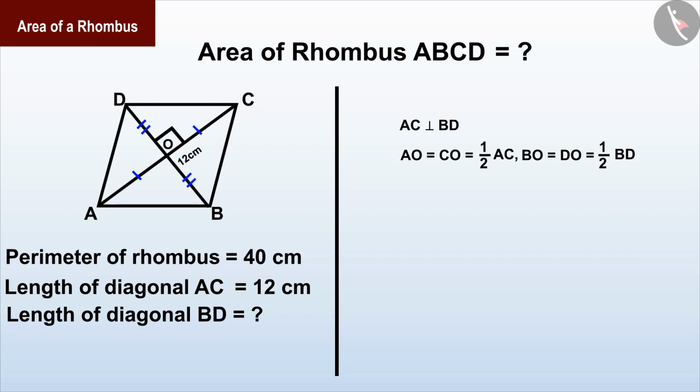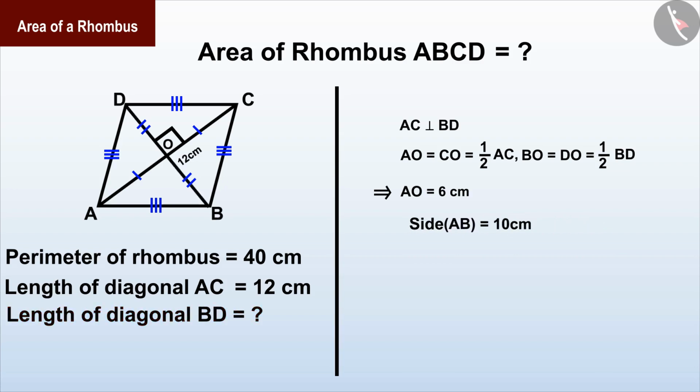Can you find the length of AO? Well done. AO will be half of the diagonal AC, that is 6 centimeters. Now, can you tell the value of the side using the perimeter of the rhombus? Since all the sides of the rhombus are of equal measure, the measure of the side of the rhombus will be equal to 1/4 of the perimeter of the rhombus, which is 10 centimeters.